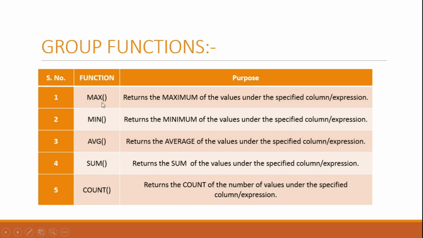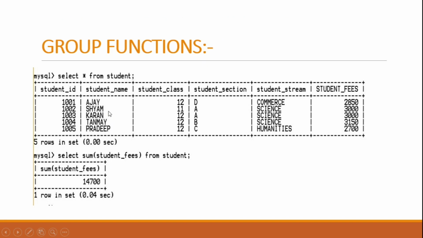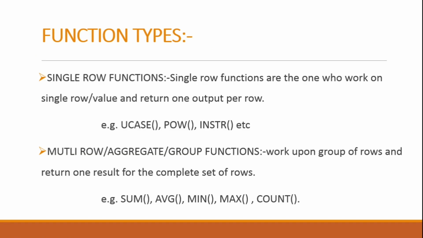Once again, let's have a quick review of the single row and multi-row functions. Single row functions are the ones that take a single value and return one output per row, and the group functions are the ones that take a group of rows and return one single result for the complete set of rows.